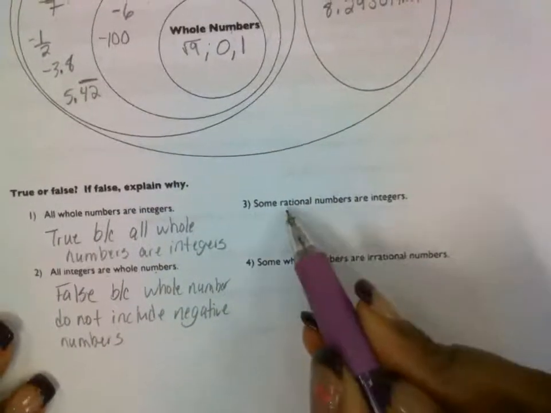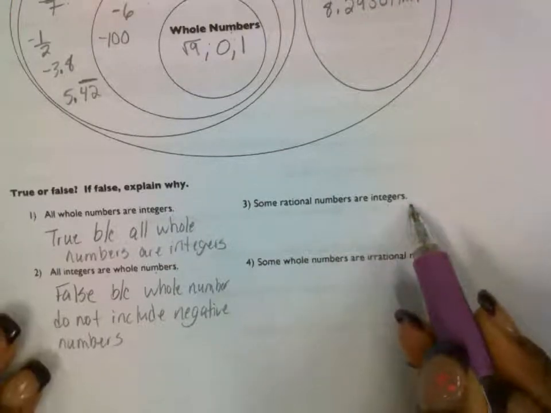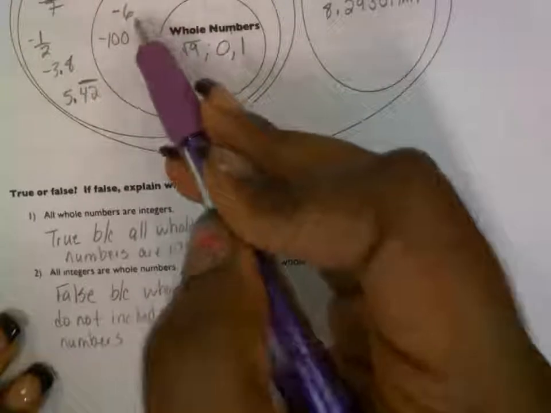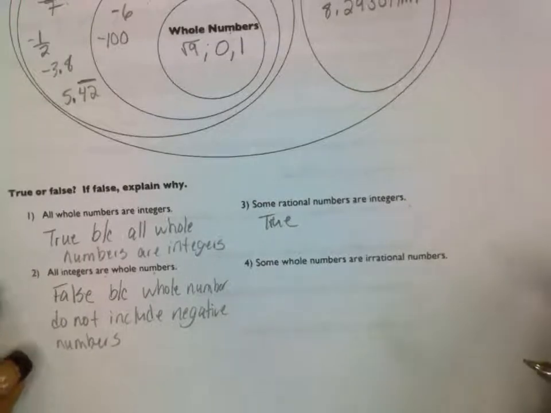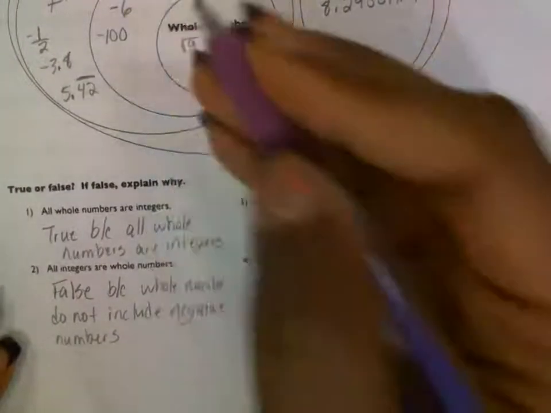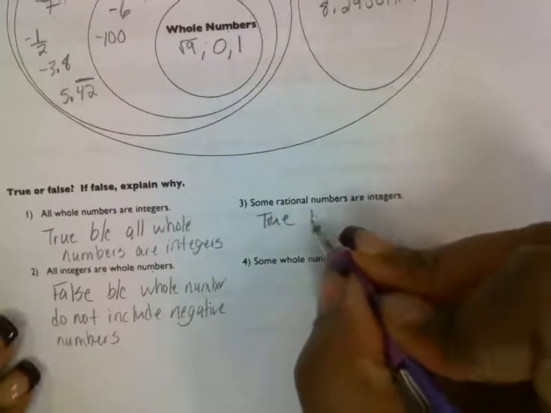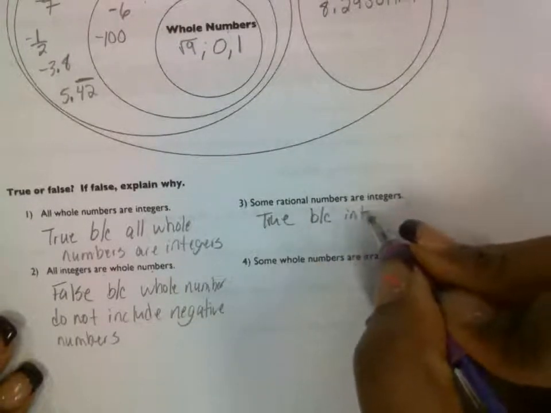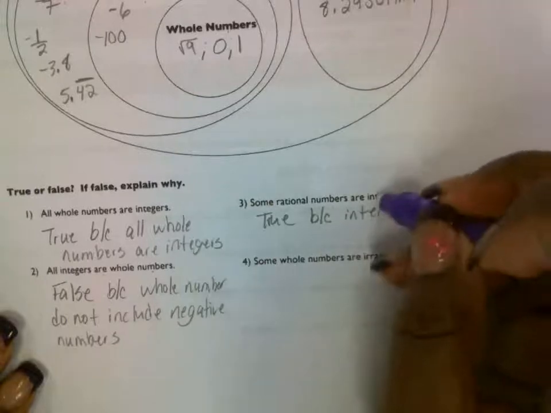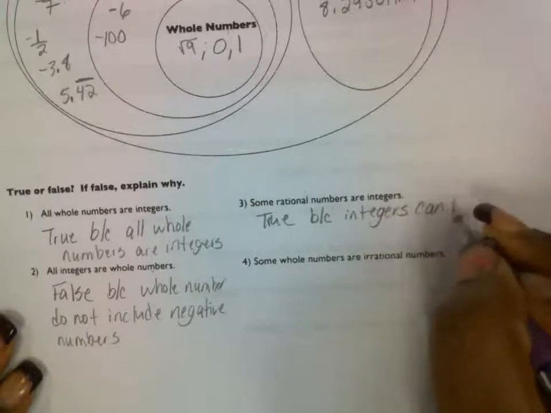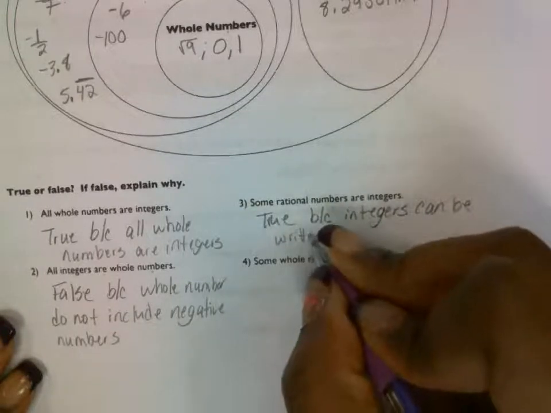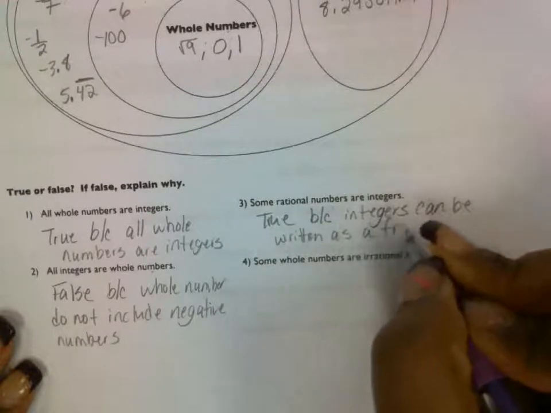Number 3, some rational numbers are integers. Okay? So some rational numbers are integers. Doesn't say all of them. It just says some rational numbers are integers. And that is true. Some of them are integers, y'all. Remember, integers are whole numbers and their opposites. True, because integers can be written as a fraction. Okay?